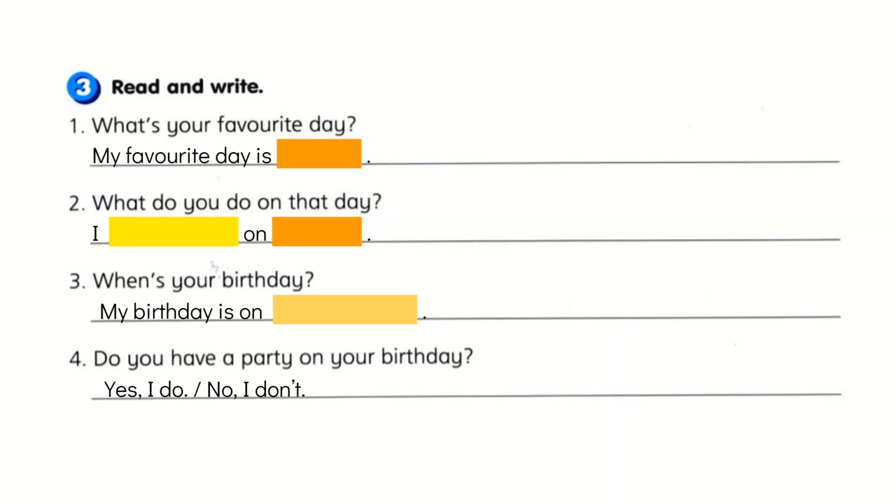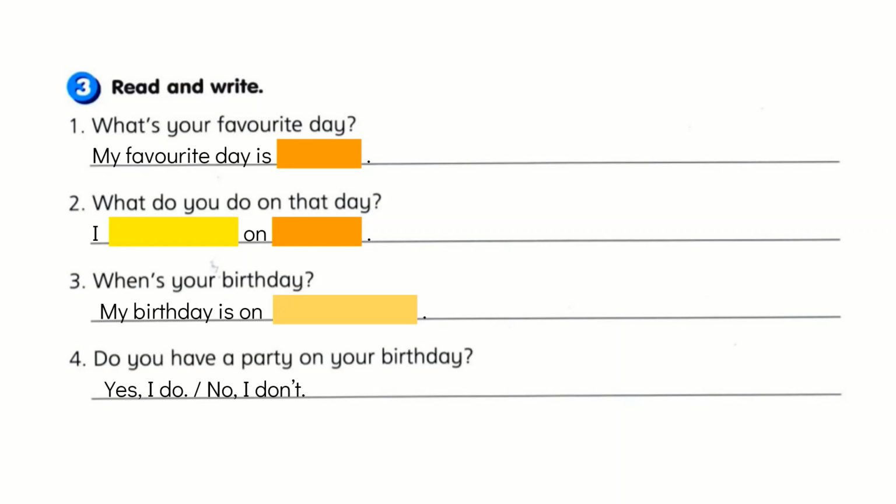Number 3. When's your birthday? My birthday is on... For this part, you will need to write a date and the month. So for example, if my birthday is on 1st of June, you should write my birthday is on, you can write a 1st and June with a capital J.